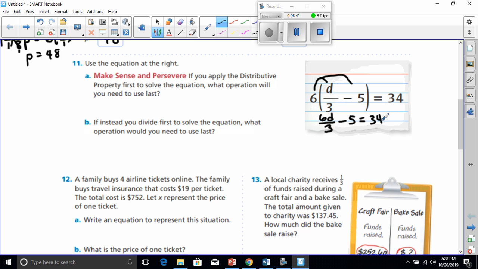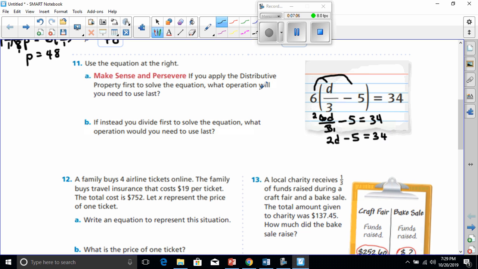But hold on one second here. We know that 6 over 3, since it's a division problem, every fraction is really a division problem, can be reduced because 3 goes into 6 2 times, which means this is really 2d minus 5 equals 34.